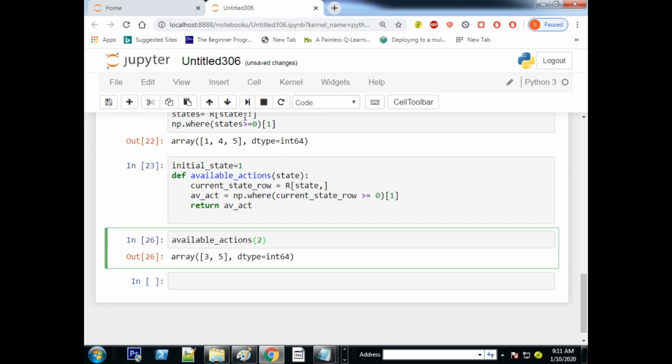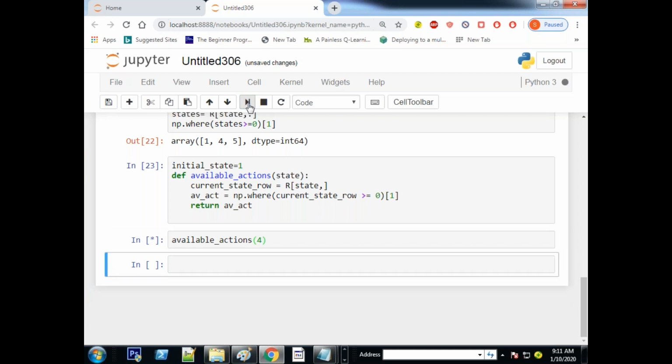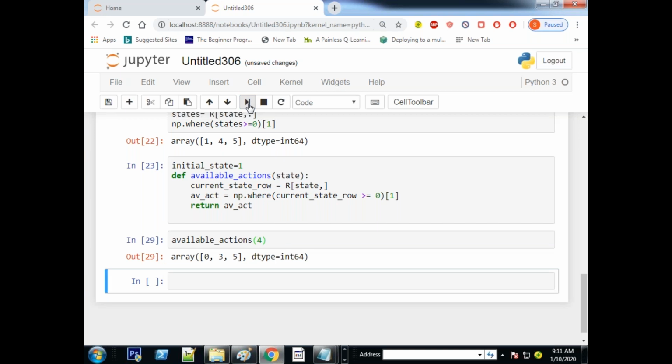If I am in 2, only 3 possible. If it is 3, 1, 4, 2 possible. And 4, 0, 3, 5. And if you are in 5, 1, 4, 5. That means your function is identifying possible actions now. Okay. So let's check for each and every one.